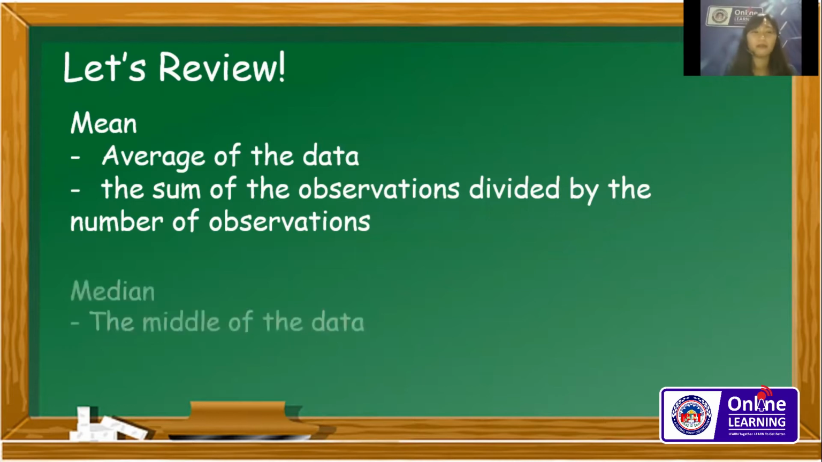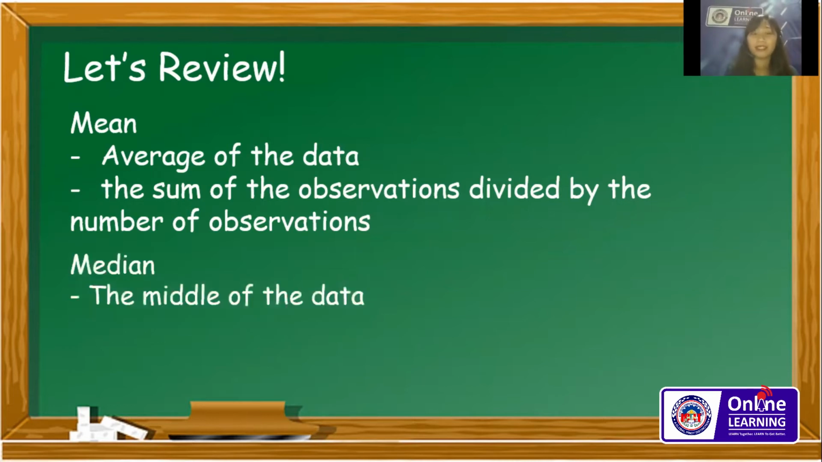How about the median? So the median, that is the middle of the data. We have two different ways to get the median. First is if the number of data is odd. If the number of data is odd, the middle one, that is the median. How about if the number of data is even? If the number of data is even, we have to get the average of the two middle, and then the answer, that is the median.